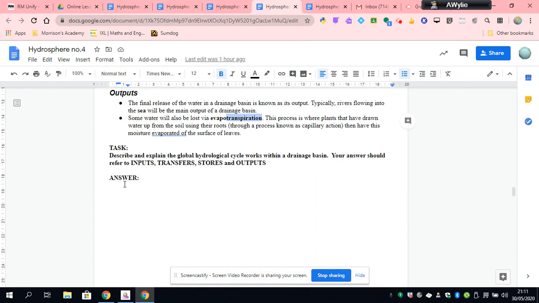One thing we do not, and I repeat, we do not want to see in this answer is just copying these statements into your answer. I want this written as a continual flowing piece of work that shows that you clearly understand, and can describe and explain, how water moves through a drainage basin from the moment it hits the surface to the point it leaves that system when it flows into the sea.